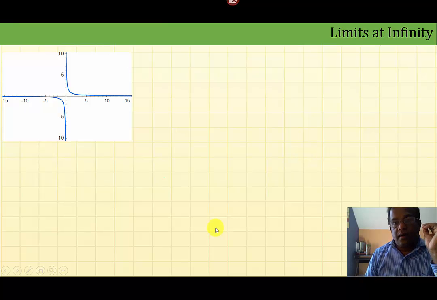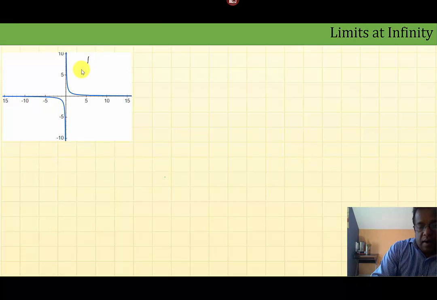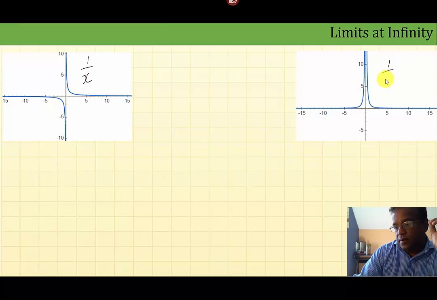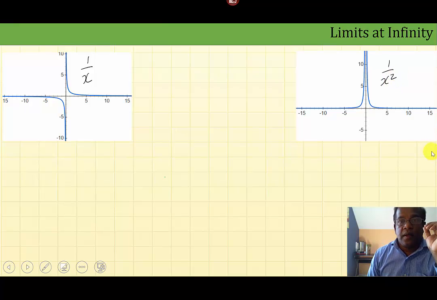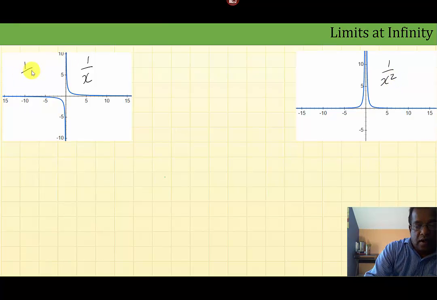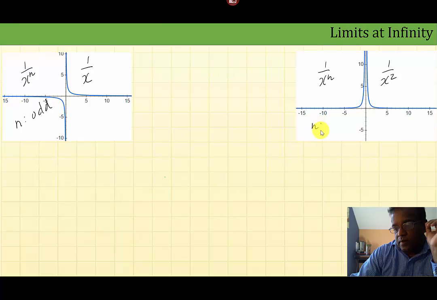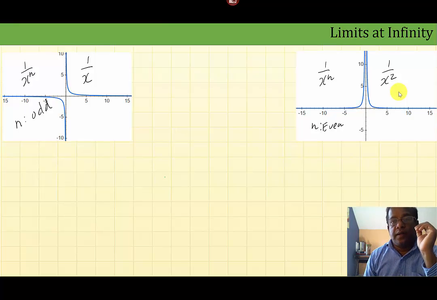First of all, we need some rules to establish. We are going to establish those rules, basic rules, using our knowledge about the basic graphs. Here is the graph of 1 over x, and this is the graph of 1 over x squared. So all the graphs of 1 over x to the n where n is odd are going to look like this. All the graphs with 1 over x to the n where n is even, 2, 4, are going to look like that.